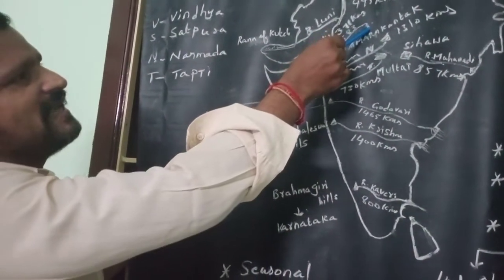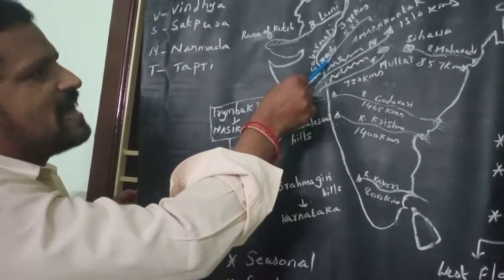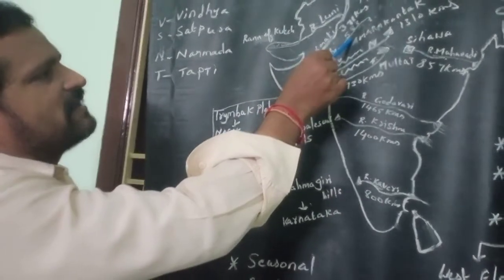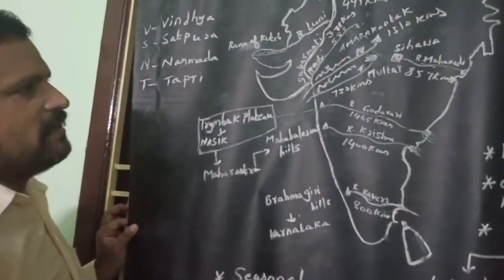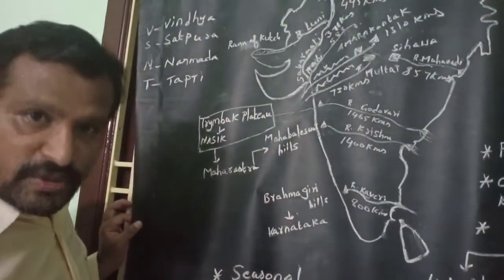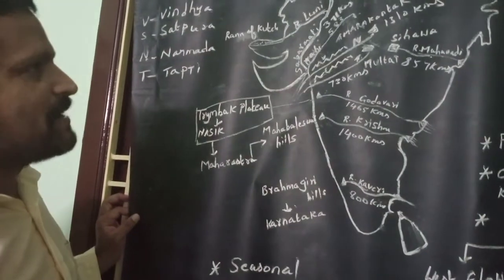Now Mahi. Mahi river rises in Madhya Pradesh, flows through Madhya Pradesh, Rajasthan, and Gujarat and discharges into the Arabian Sea. The length of the Mahi river is 583 km, whereas the length of the Tapati river is approximately 730 kilometers.